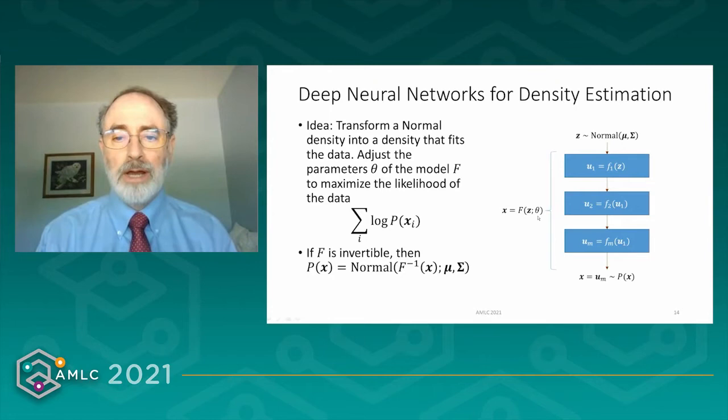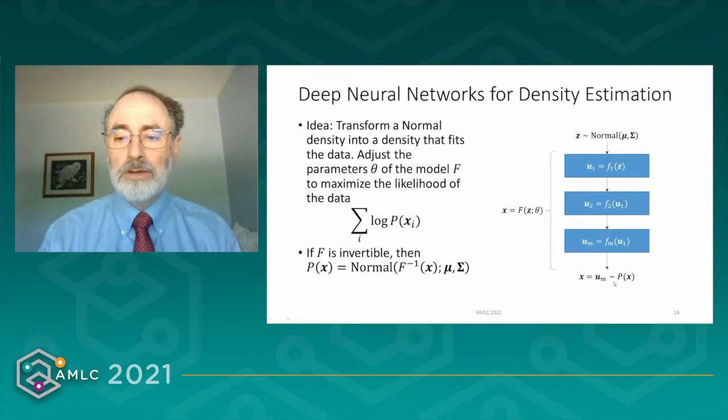Now, we would like F to be invertible, because then the idea is that given a query XQ, to compute its density, we can run F backwards and measure its density under the Gaussian here. And that would be a very easy thing to do. And of course, the constraint is that we must preserve the probabilities of events.